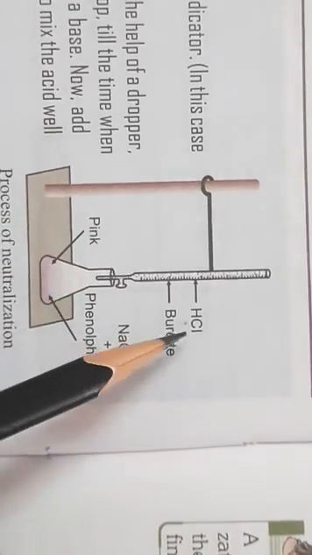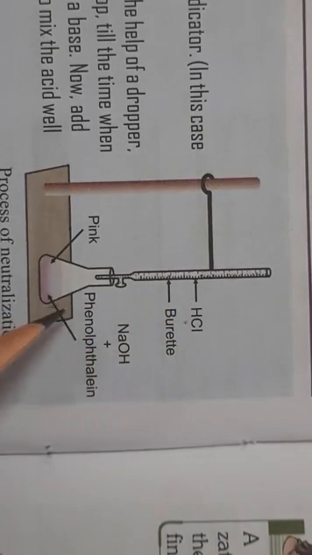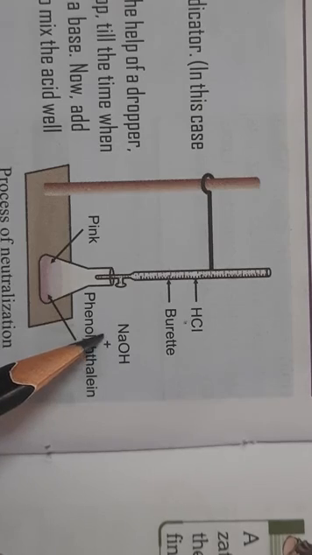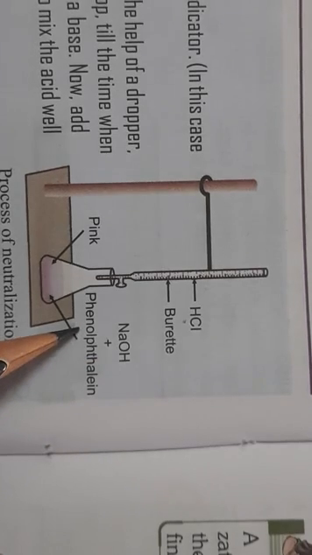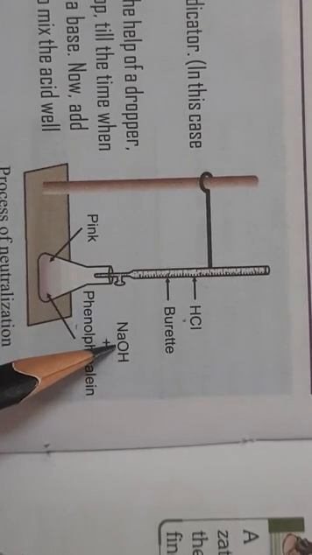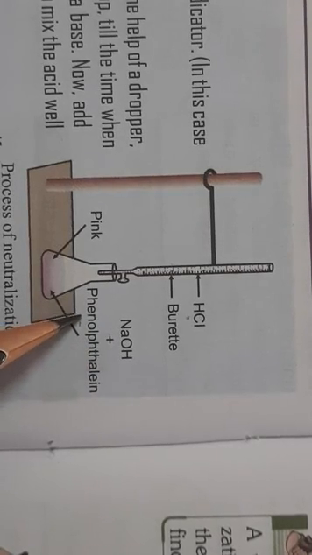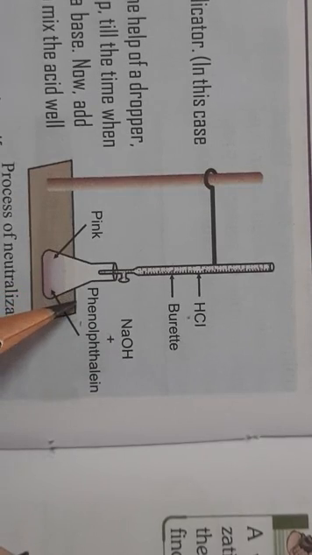Now here you have got hydrochloric acid. And what is the alkali that you are using? The alkali is NaOH. NaOH is sodium hydroxide, and the indicator used is phenolphthalein. Now what you have to do is you have taken sodium hydroxide in a flask, then with the help of a dropper we will add phenolphthalein. Phenolphthalein is an indicator. We will add drop by drop.